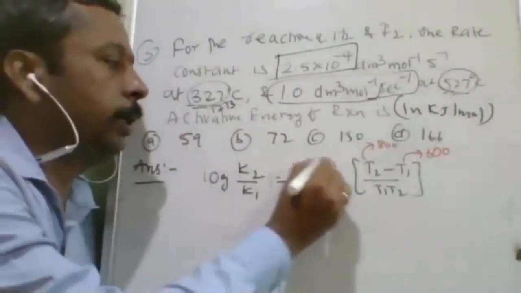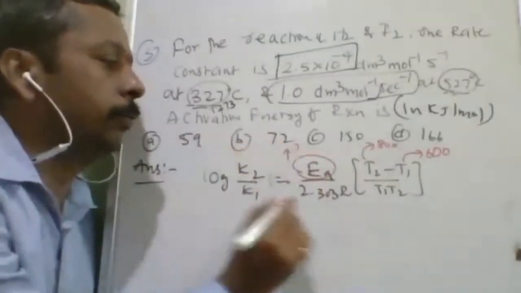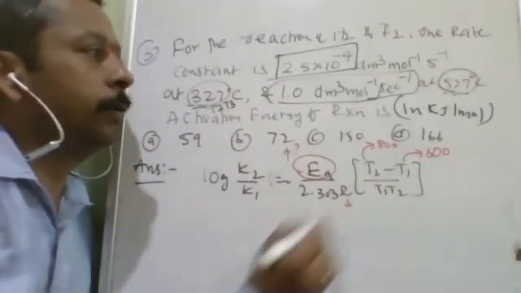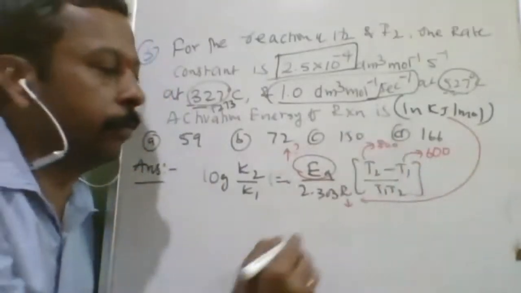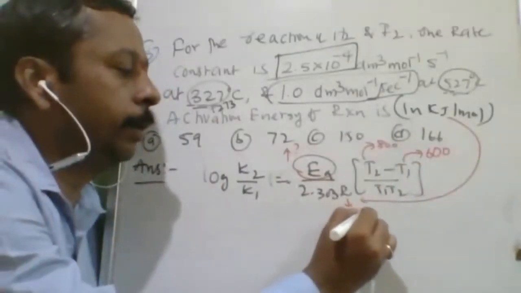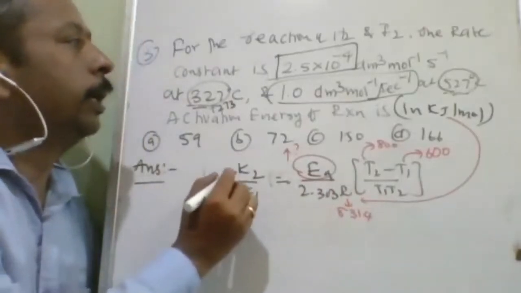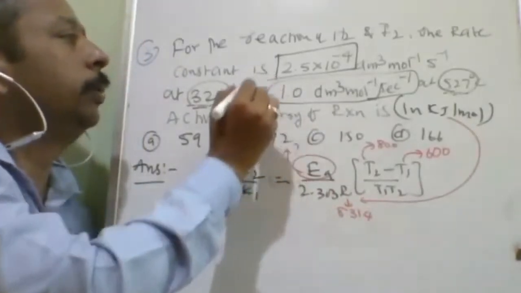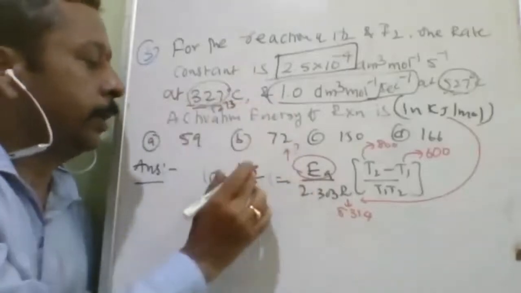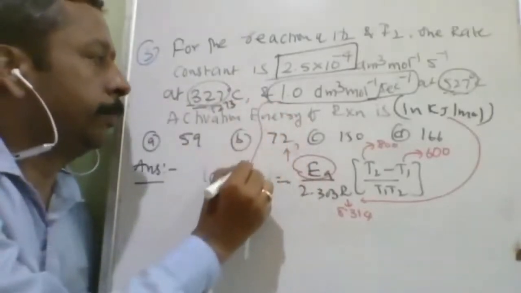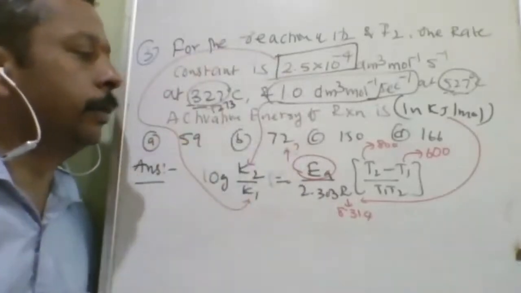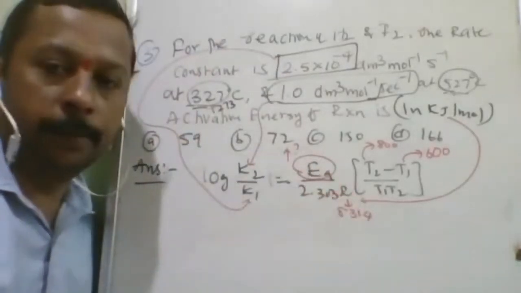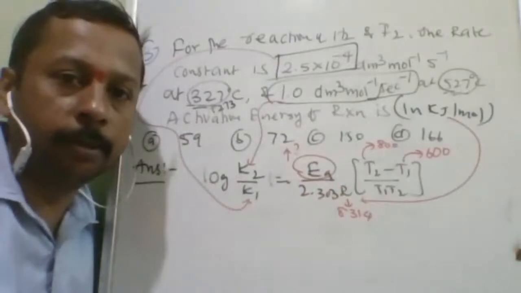T1, T2, and Ea is the one which you wanted to find out. R you will find out according to this. R units are in joules, therefore the R value will be 8.314. K2 is very simple, 1, and K1 is already given as 2.5. So I have explained where to substitute and what to substitute.